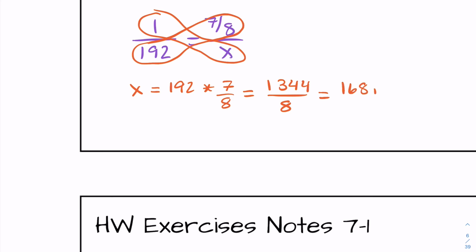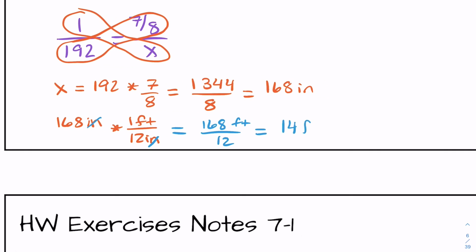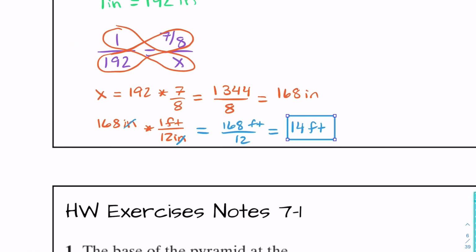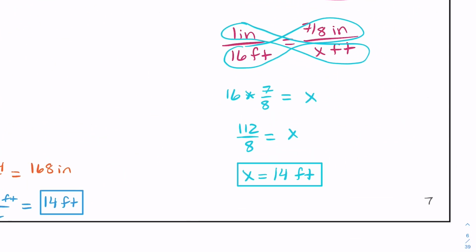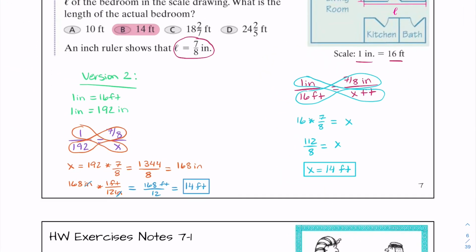168 inches. So now I'm going to do 168 inches times 1 foot in 12 inches. So these units go away. And that will give me 168 feet divided by 12, which is 14 feet. So either way, we have to convert our inches back to feet. So I think it was just easier as long as we knew that feet would be the result that we would get. So in both of these, we are good to go with 14.